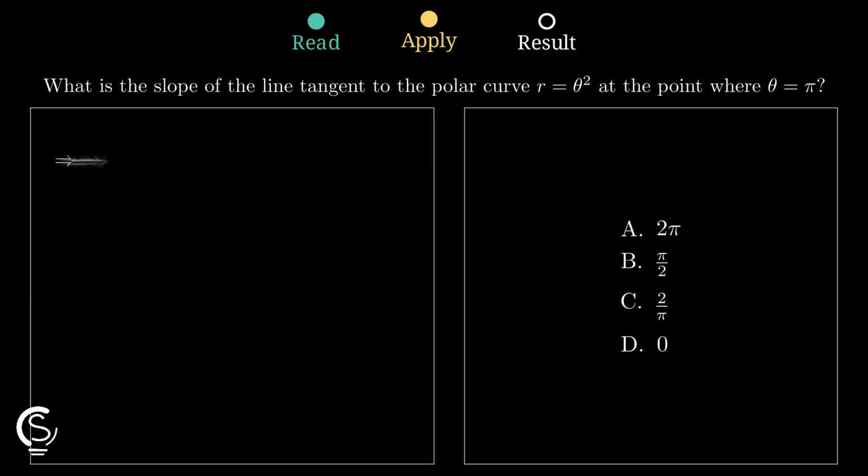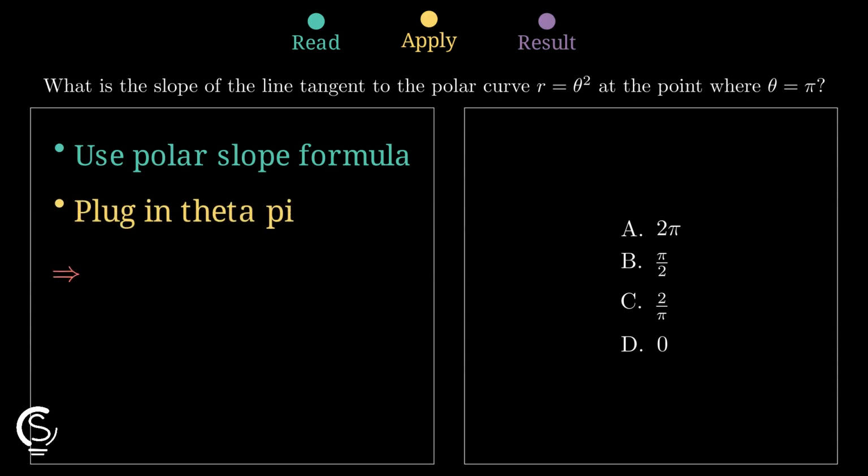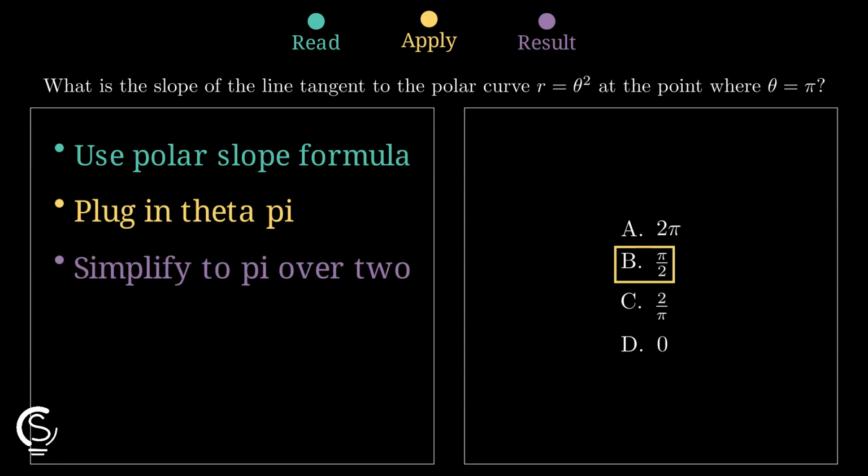Here, r equals theta squared, so dr d theta equals 2 theta. At theta equals pi, r becomes pi squared. Then substitute into the polar derivative expressions and simplify carefully. After cancellation, the tangent slope comes out to pi over 2, so the correct choice is option B. Nice! That finishes the computation cleanly.